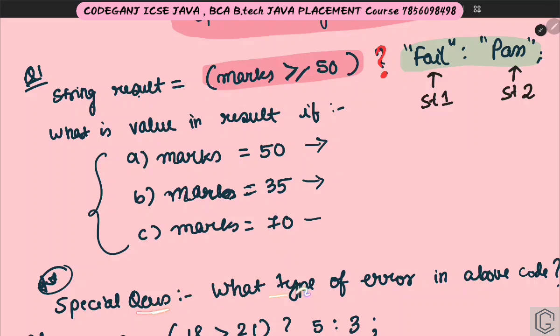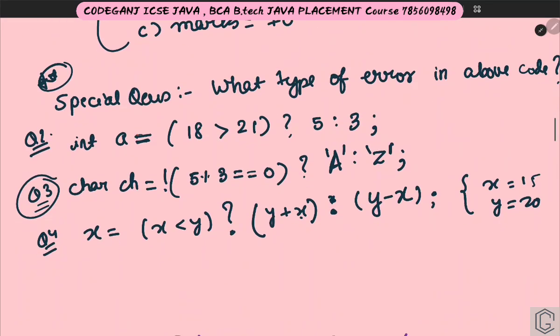So special question, what was the type of the error in the code? Don't get confused about how the 50 guy is getting failed, how the 70 guy is getting failed, because the computer does not know the meaning of 70 or 50. It just knows the meaning of this ternary operator. It will check the condition first. If the condition is true, statement 1 is executed. If the condition is false, statement 2 is executed. This is your statement 1, then after this is your statement 2. Cool.